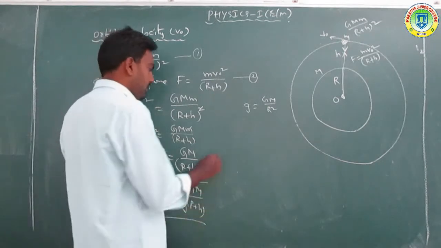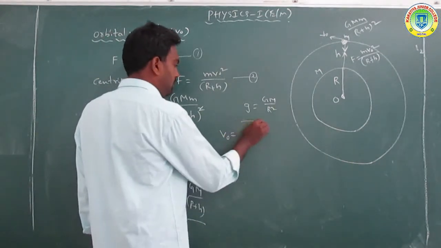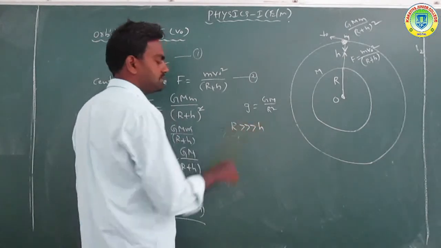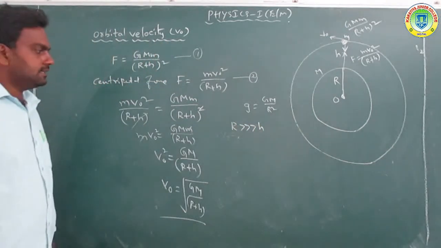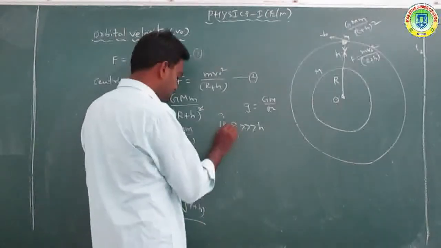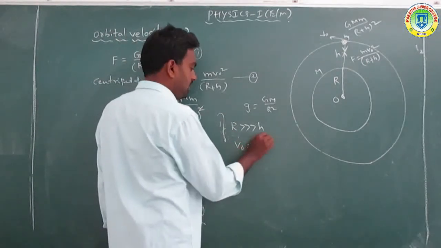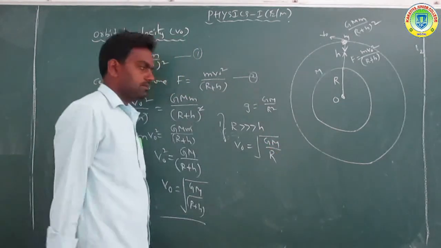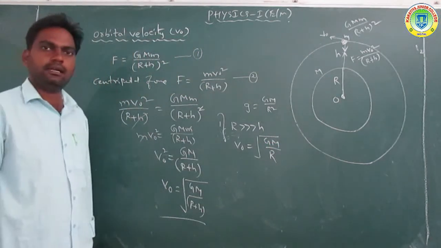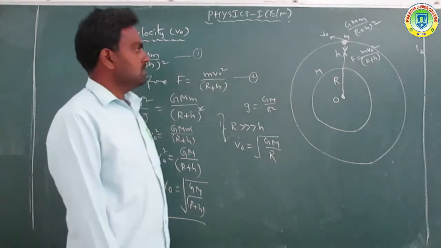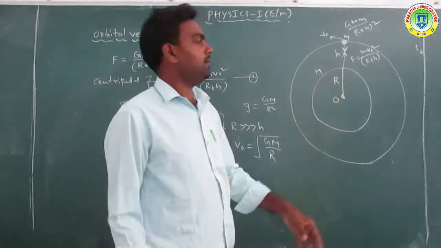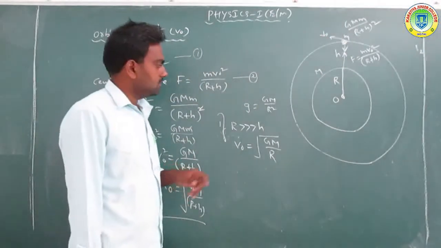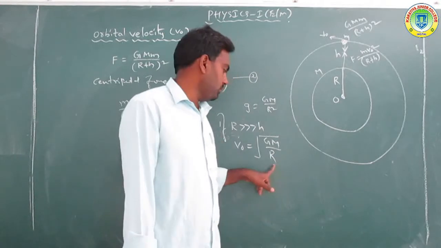Now, in the case where R is greater than H, that condition is taken. So V naught is equal to the square root of G M by only R, since the radius is very large compared to the height. That particular condition is taken, only R.